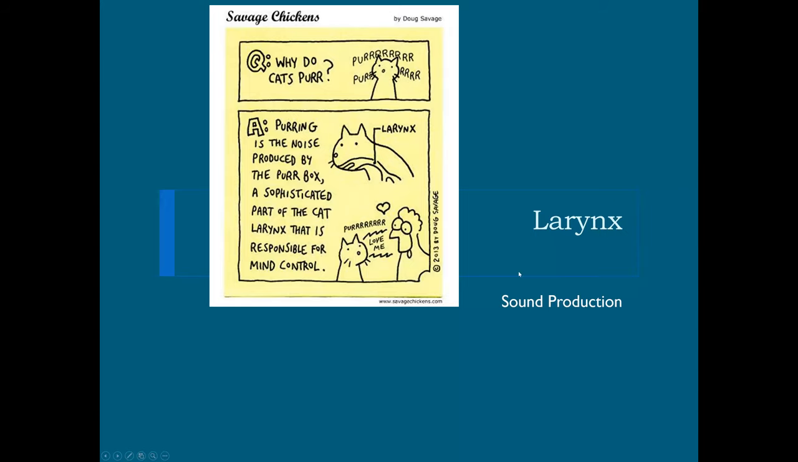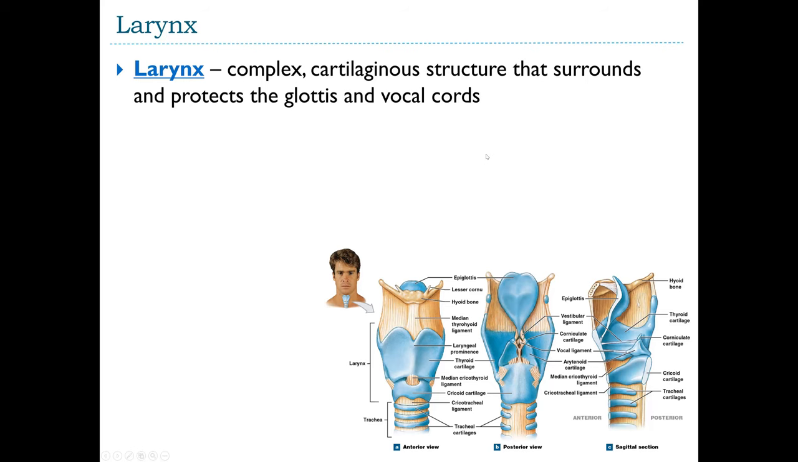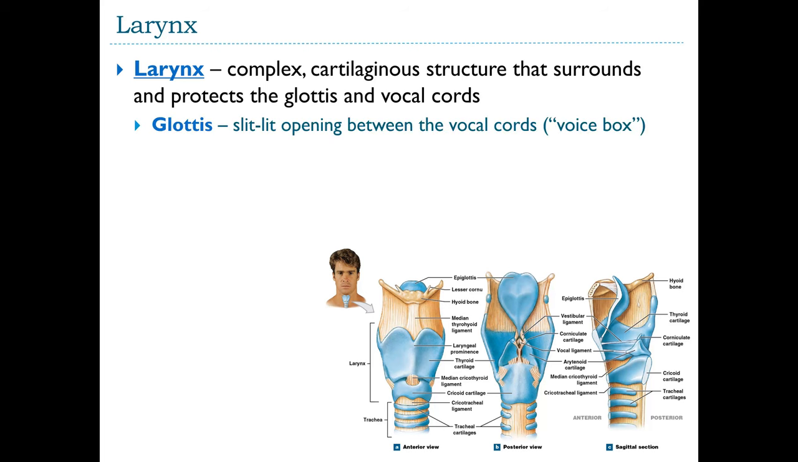In this section, we'll talk about the larynx and sound production. And I will put an article on D2L about how the cat has some extra pads in its larynx, which allows it to purr. So the larynx is a complex cartilaginous structure that surrounds and protects the glottis and the vocal cords. The glottis is a slit-like opening between the vocal cords, and this area with the glottis and the vocal cords inside the larynx is also sometimes referred to as the voice box.